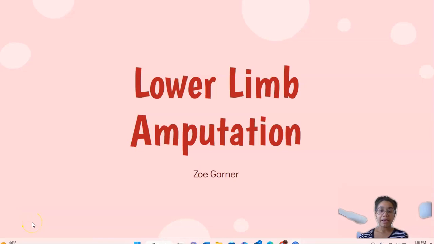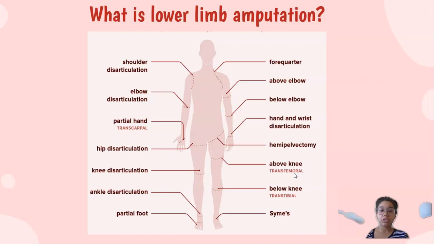Hi, my name is Zoe, and my topic today is lower limb amputation. I initially want to just describe what lower limb amputation is and its classification. Lower limb amputation is any removal of the leg below the hip. To start off at the hip is a hemipelvectomy, which is removal of the whole limb as well as half of the hip. And then there's hip disarticulation, which is removal of the leg at the hip.